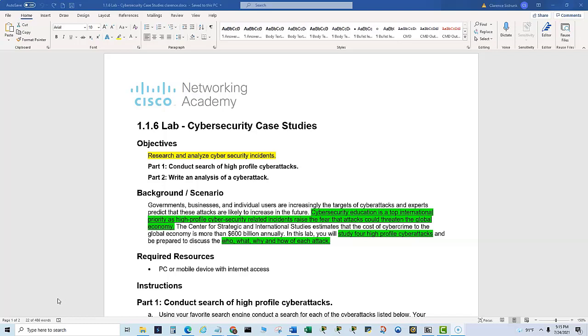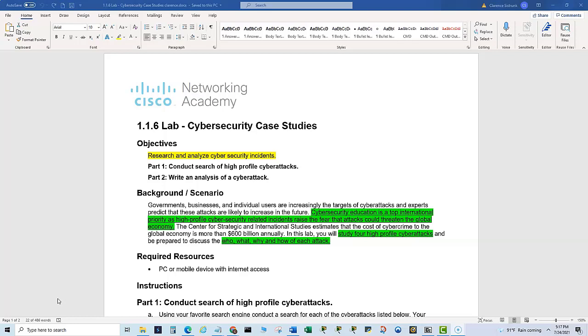With the background scenario, we want to look at how governments, businesses, and individual users are increasingly the targets of cyber attacks, and experts predict that these attacks are likely to increase in the future. Of course, cybersecurity education is a top international priority, as high-profile cybersecurity-related incidents rise, with the fear that attacks could threaten the global economy. So in this particular lab, we want to know the who, the what, the why, and how of each attack.